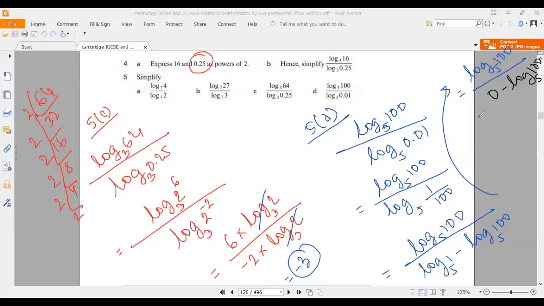Okay, you already know this one. So log base 5 of 100 divided by minus log base 5 of 100. After dividing, we get minus 1. And that is the answer of number 5. I hope you understand this one properly.